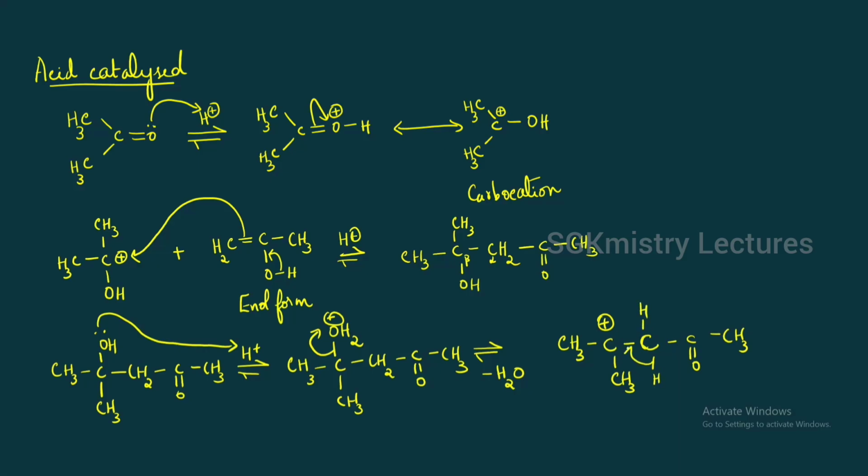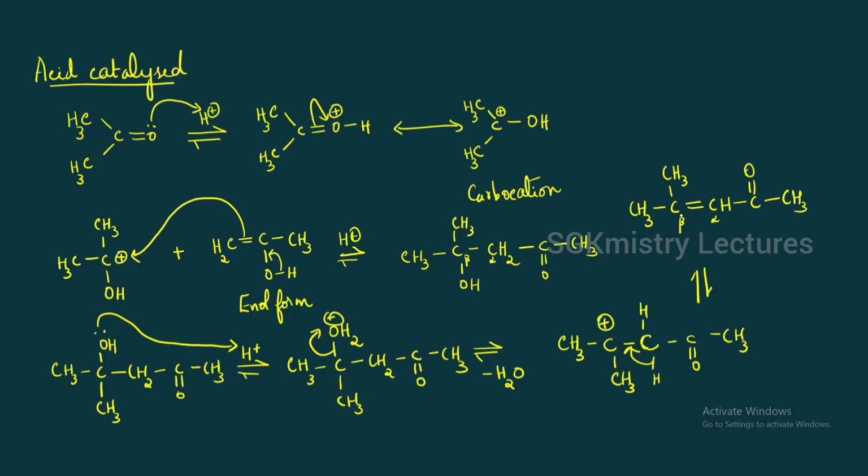So this bond can shift here. So what is going to happen? I'll just show it here. So you're going to get CH3, C, CH3, here double bond, CH, CO, CH3, right? So you're going to get the alpha beta. So this is the alpha, this is the beta, right? So alpha beta unsaturated carbonyl compound.